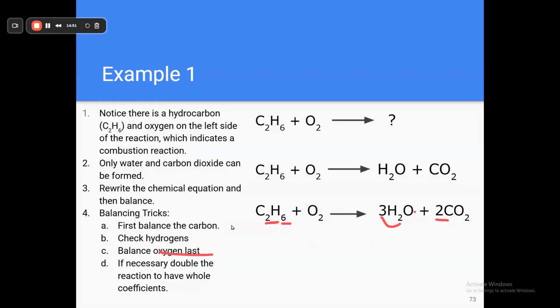It's not 3 times 2. There's only 1 oxygen in water. So there's 3 oxygens here, plus 2 times the 2. There's 4. So 4, 5, 6, 7. We have 7 oxygens on the right. Here we only have 2.